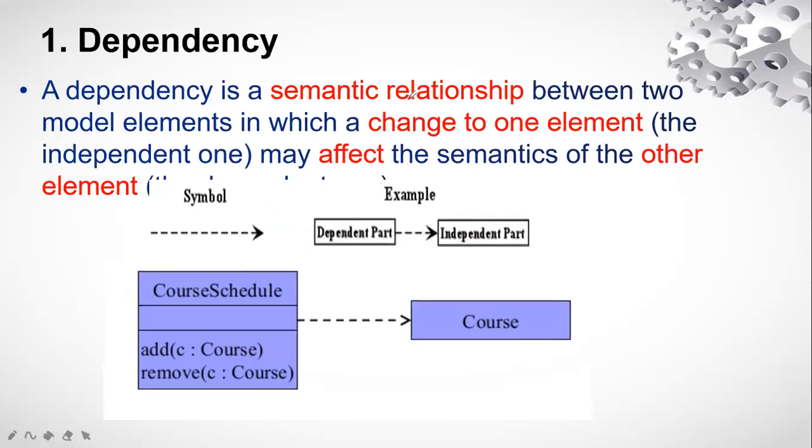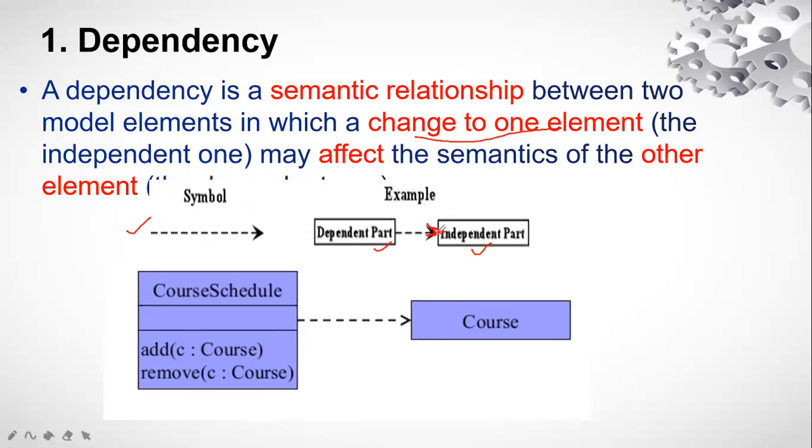So a dependency is a semantic relation between two model elements in which a change to one element, that is the independent one, may affect the semantics of the other element, that is the dependent one. We'll see this is rendered by the graphical representation of a dashed line with an arrow. This is the dependent part and this is the independent part. The independent part is showing the arrow out here. So this you have to remember.